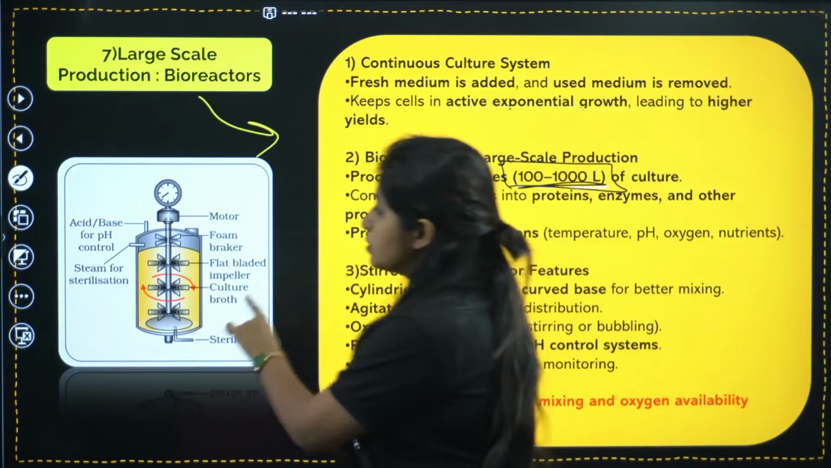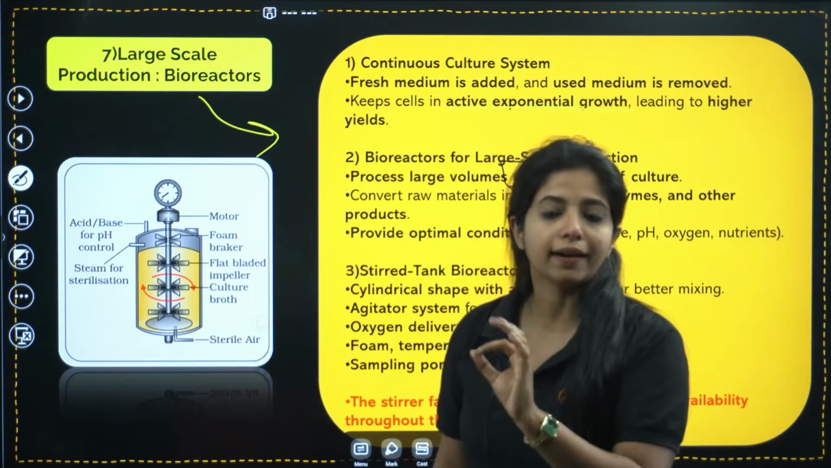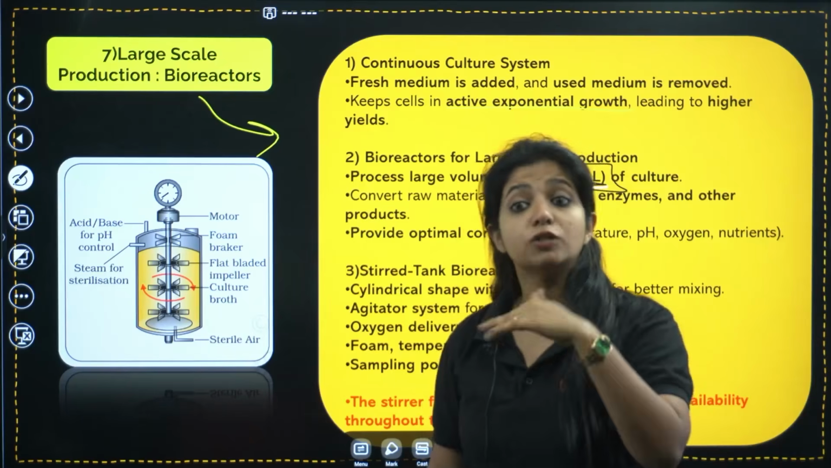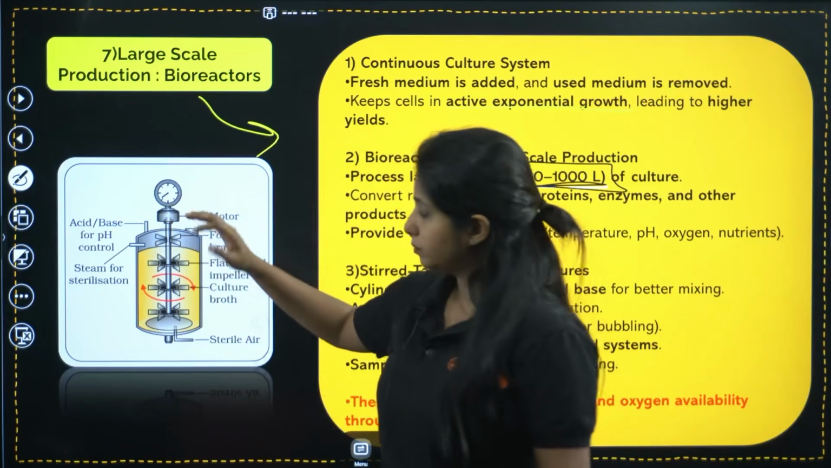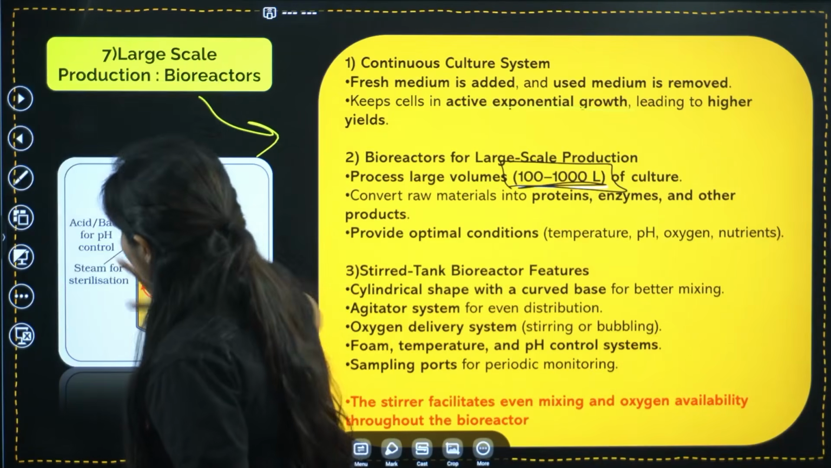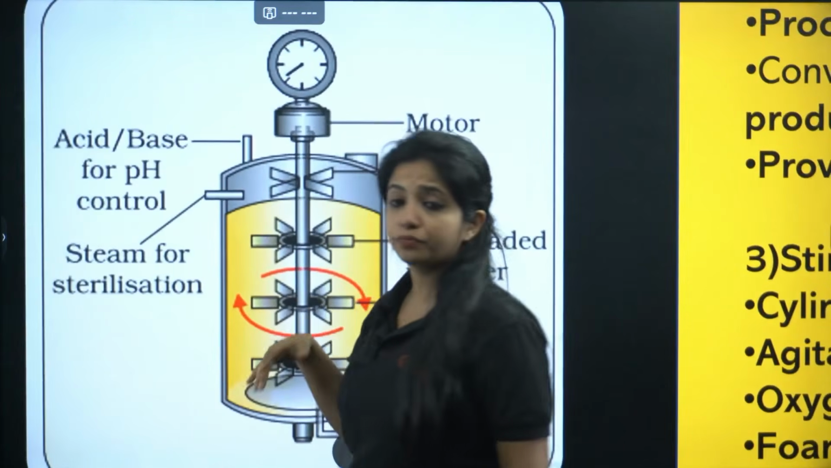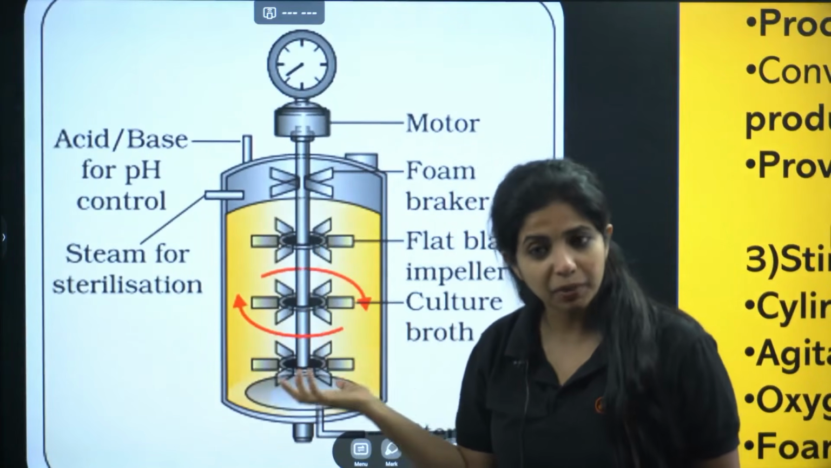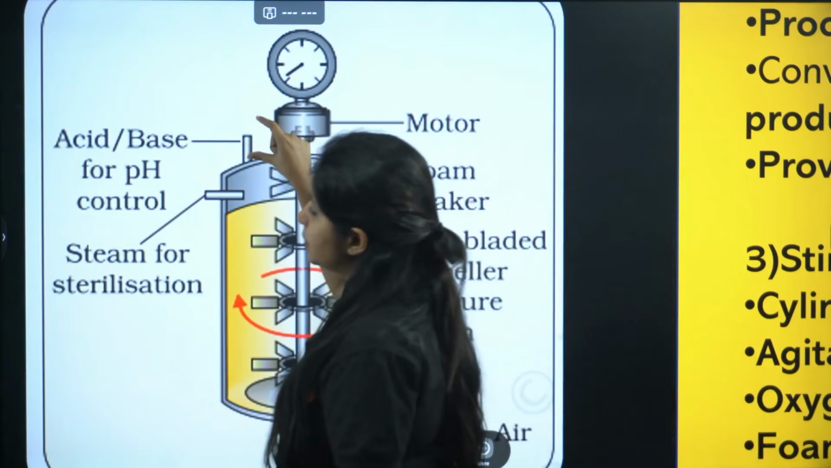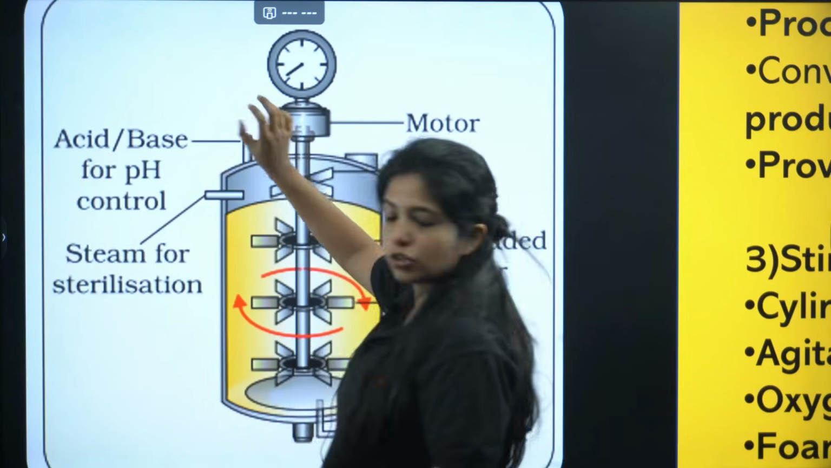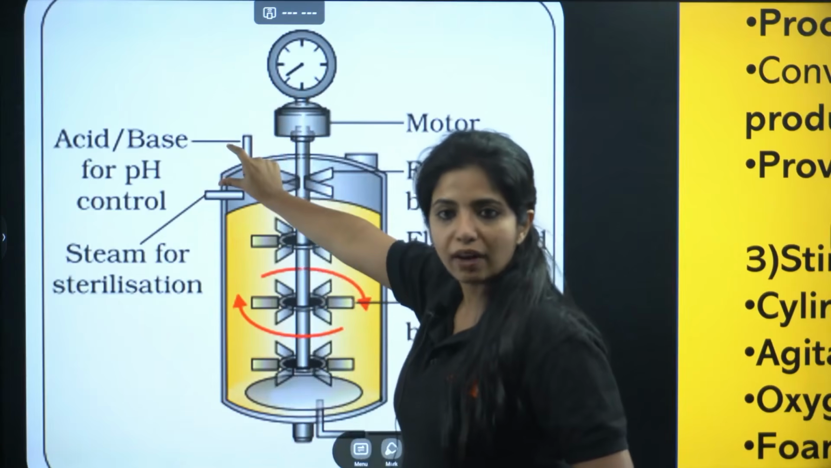So this one that you see over here is a stirred tank bioreactor. Apart from it, you have one more, and that is the sparged tank bioreactor. That looks different, this looks different. So this picture is important. You might be asked to draw it and also label it. So please know how it works. There's an acid base for pH control, so you can understand what the pH is over here.